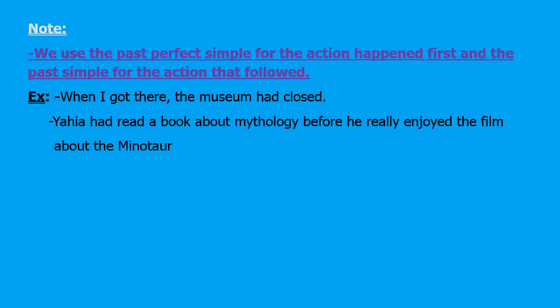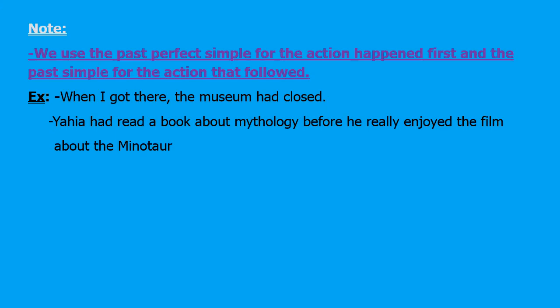For example, when I got there, the museum had closed. Which one happened first? Okay, the museum had closed. This has happened first. Then I got there. This is action number 2.